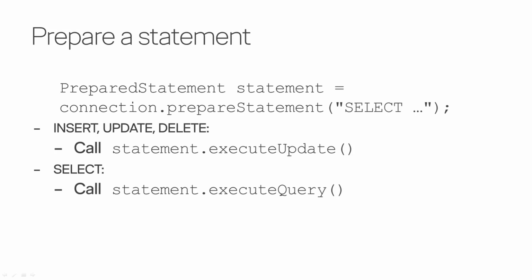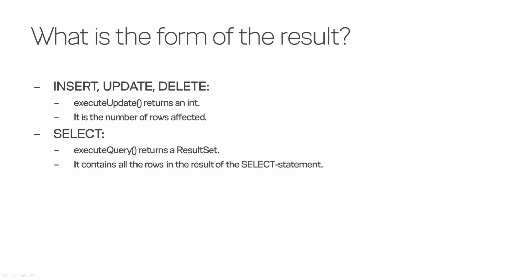It's just a number, and the other is a rather more complex structure, which is the reason why we have two different methods to call, because executeUpdate returns an int, the number of rows affected, as I just said. executeQuery returns this complex result that we call a ResultSet.